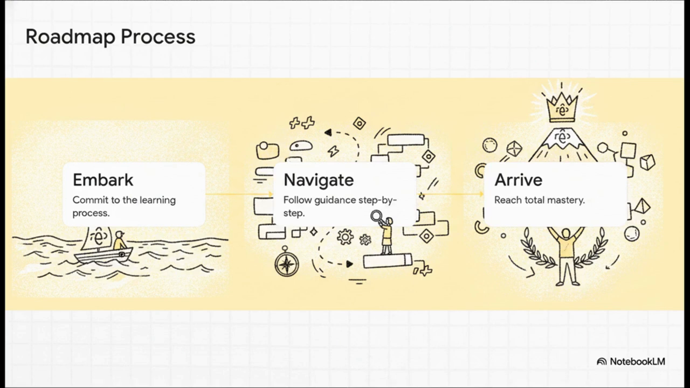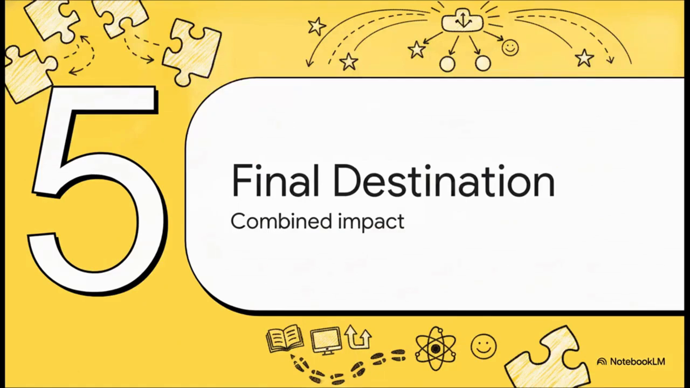Step 1, embark. You make the active choice to commit to the process. Step 2, navigate. You follow the structured guidance step by step, patiently learning the components, the hooks, the complex state management. And step 3, arrive. You reach total mastery. Notice just how active this entire process is. A roadmap isn't a passive document. It demands your full engagement, but it rewards you with a guaranteed arrival at your destination if you just keep moving forward.